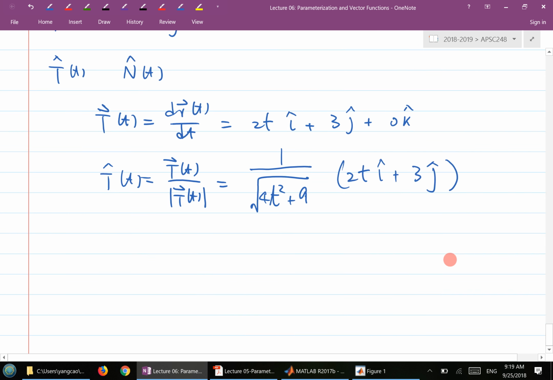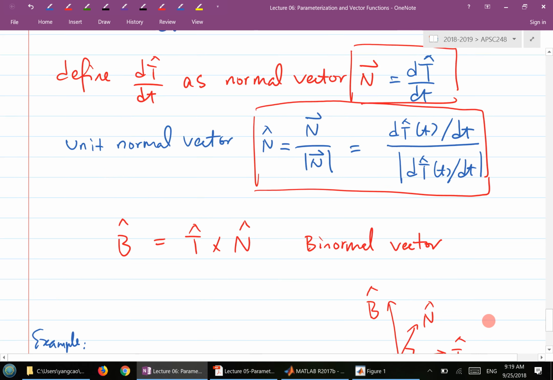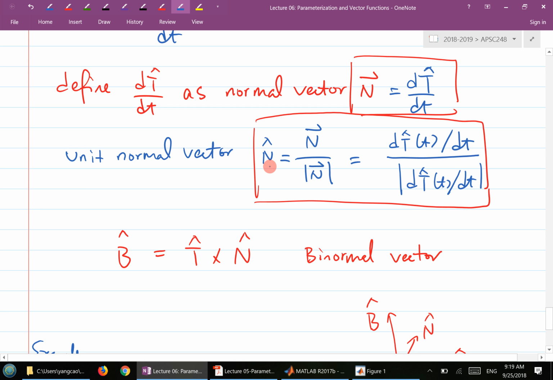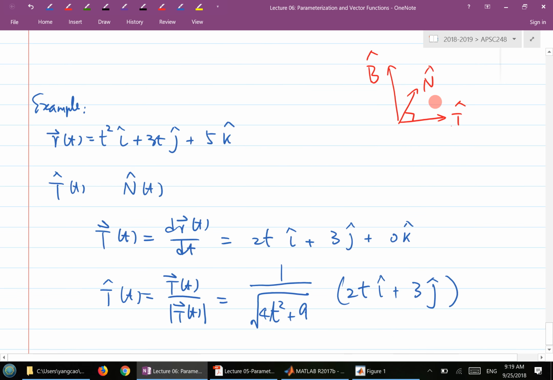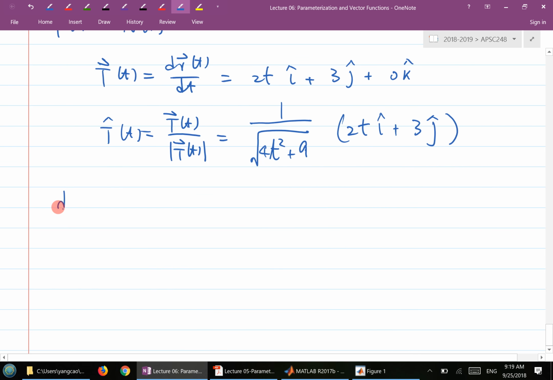And then now I need to obtain n hat, right? But in order to get n hat, I have to get dt hat over dt first, the unit tangent vector's derivative. So this is the part where things get a little bit complicated. So dt hat over dt first. This gives us the normal vector, right? This gives us the normal vector here.